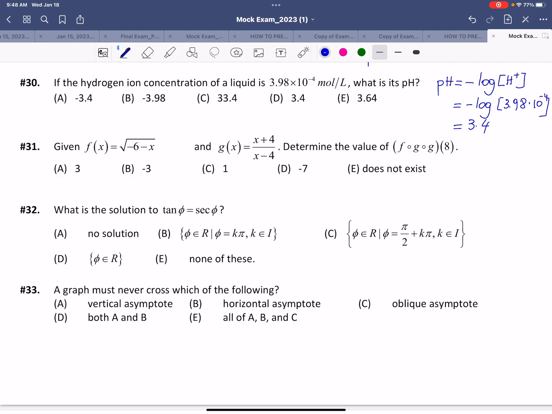So let's check and see if that's one of the options. So hydrogen ions cannot be equal to a negative number, so 33.4 is too much, so we're going to go right here. 3.4 is one of the options, and this is the right answer.